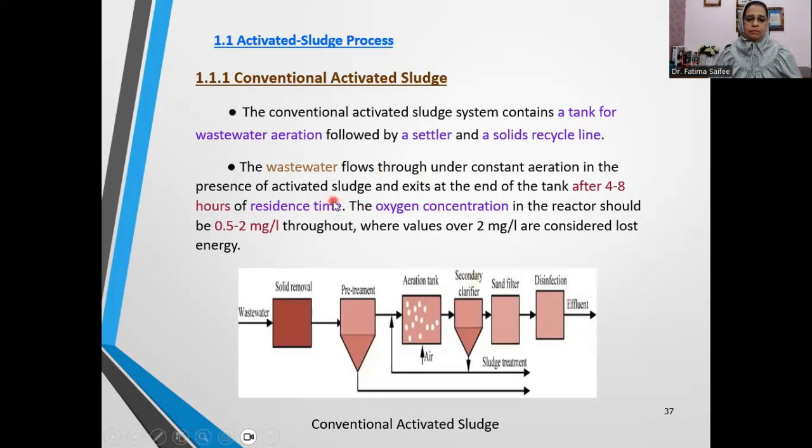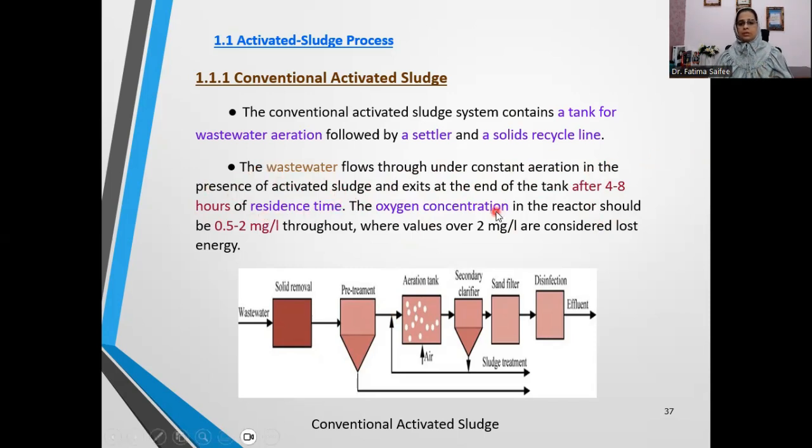treated water. The conventional activated sludge system contains a tank for wastewater aeration, this is the aeration tank, followed by a settler tank. We can call it a clarifier, and a solid recycle line. The wastewater flows under constant aeration in the presence of activated sludge and exits at the end of the tank after 4 to 6 hours of residence time. The activated sludge will then settle properly after 4 to 8 hours of residence time.